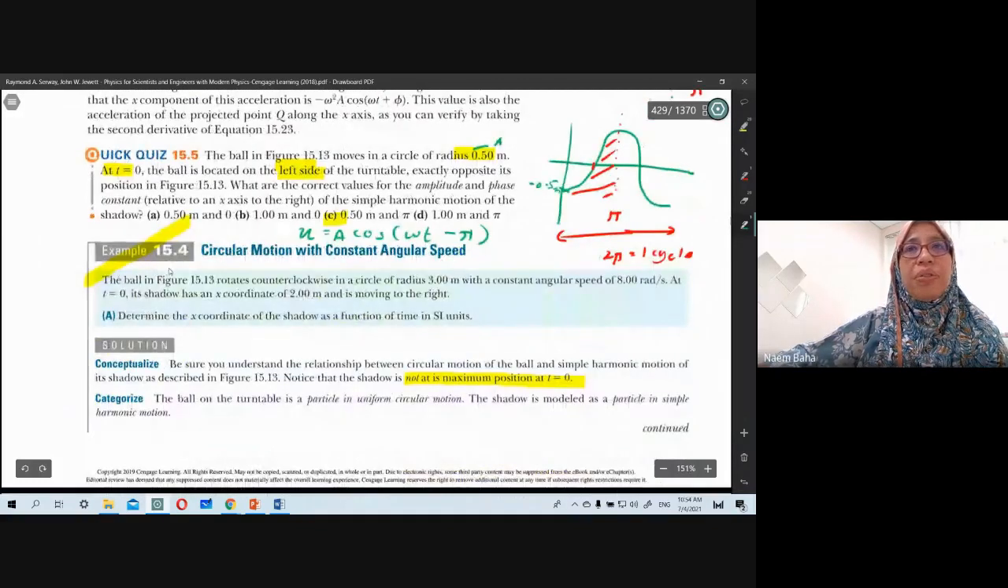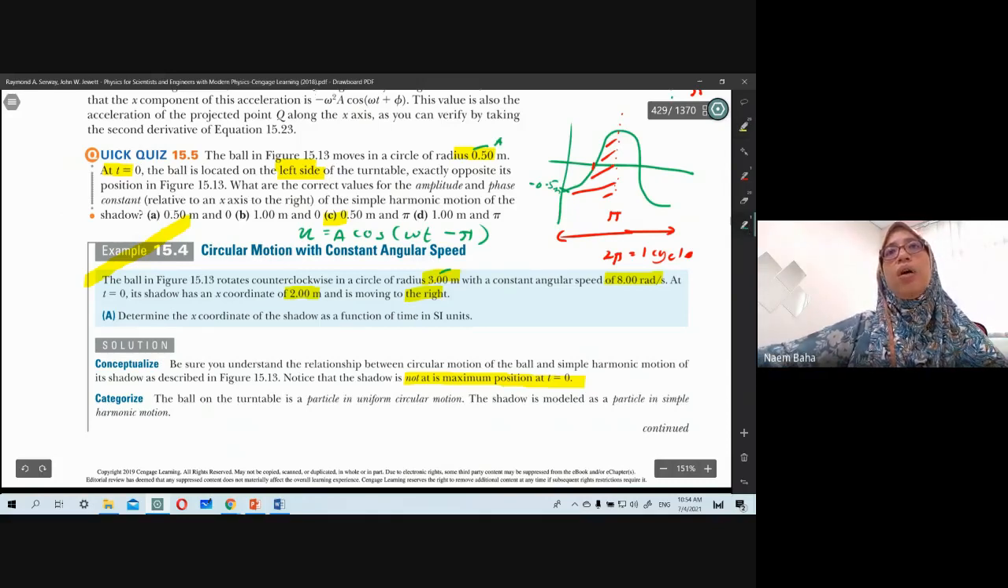Right, let's look at example 15.4. Circular motion with constant angular speed. This example will tackle this quick quiz again. Now, the figure in 15.13 rotates counterclockwise in a circle of radius 3 meter with constant angular speed 8 rad/s, and at t equals 0 its shadow is 2 meter and is moving to the right. So this radius is now the A value. This 8 rad over second definitely is omega.